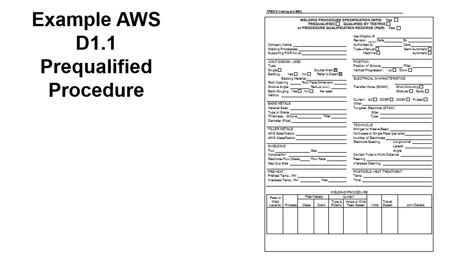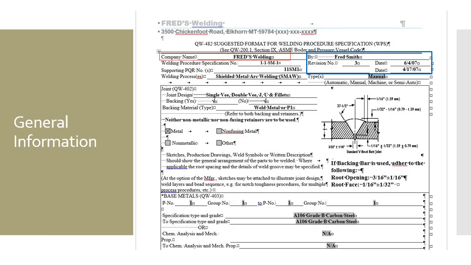But this is what the form looks like. On this one, I'm just going to start. Here's one from Fred's Welding, 3500 Chickenfoot Road, Elkhorn, Montana, 59784. I don't know, I just made it up. Elkhorn's a little town outside of my hometown in Montana. But anyways, we'll start at the top and work through this.